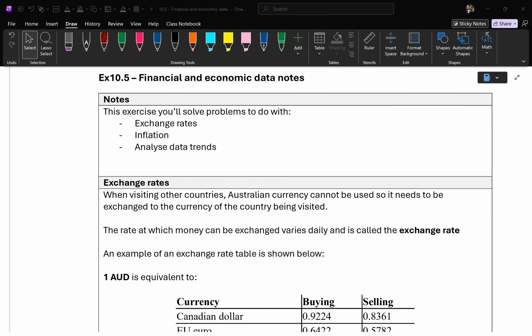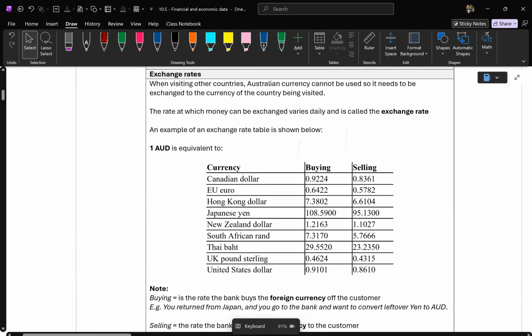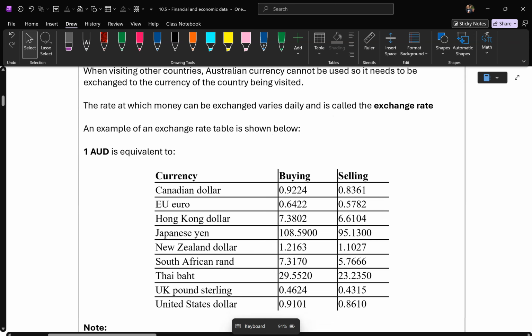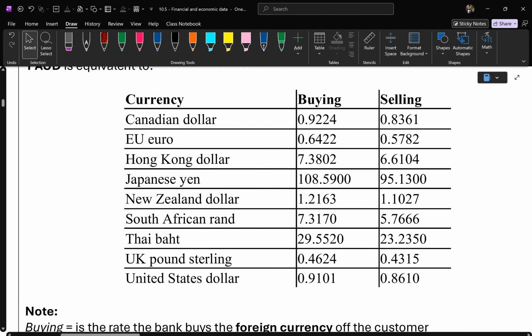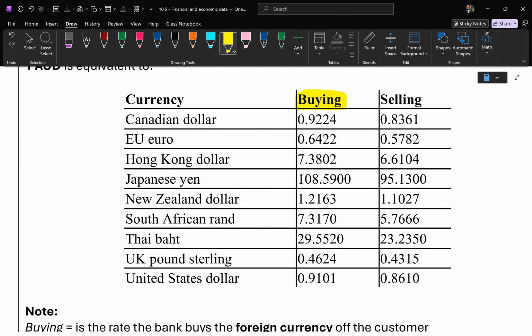So when you start traveling, you'll need the currency in the country to be able to spend money in that particular country. Now, this is a typical table that you'd see. I think it's confusing sometimes, but I want you to explain to me if you already know what the buying and the selling column represents.